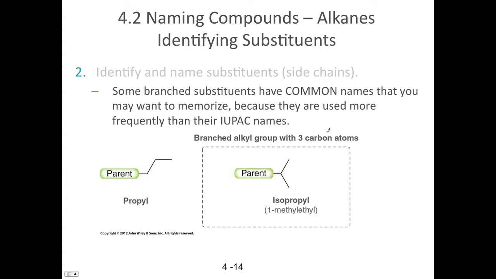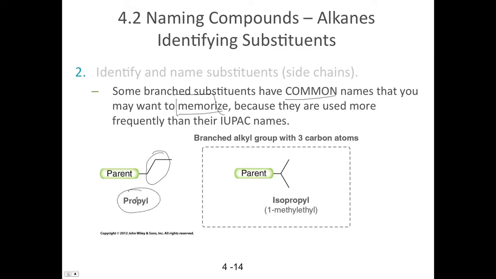Let's make life a little bit easier and hopefully not much more confusing for you. Some branches have common names that you might want to memorize. You don't have to memorize them, but you really should, because these are going to make your life a little bit easier. If we have a 3-carbon entity off of a parent chain, it's a propyl group.